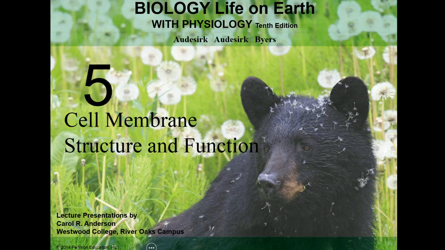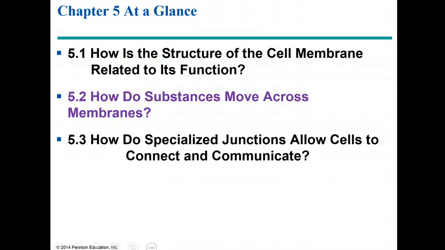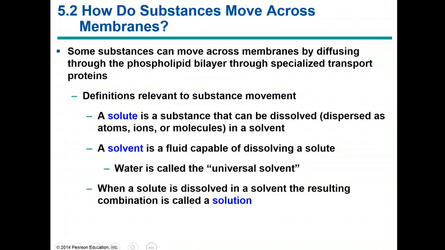Now we're going to switch gears a little bit and talk more specifically about the processes that allow substances to move across the plasma membrane. This is covered in section 5.2 of your textbook. So how do substances move across the membrane? Some substances can move across membranes by diffusing through the phospholipid bilayer or through specialized transport proteins.